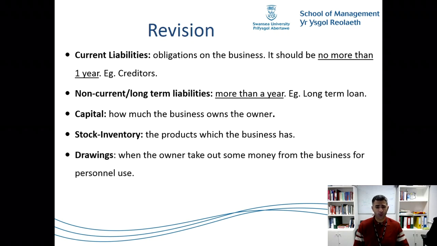Drawings, when the owner takes money out of the business for their personal use. So if you have a business, you want to buy your car, your BMW car, or Ferrari, so what you need to do, you take the money out from the business bank, and this is classified as drawings.